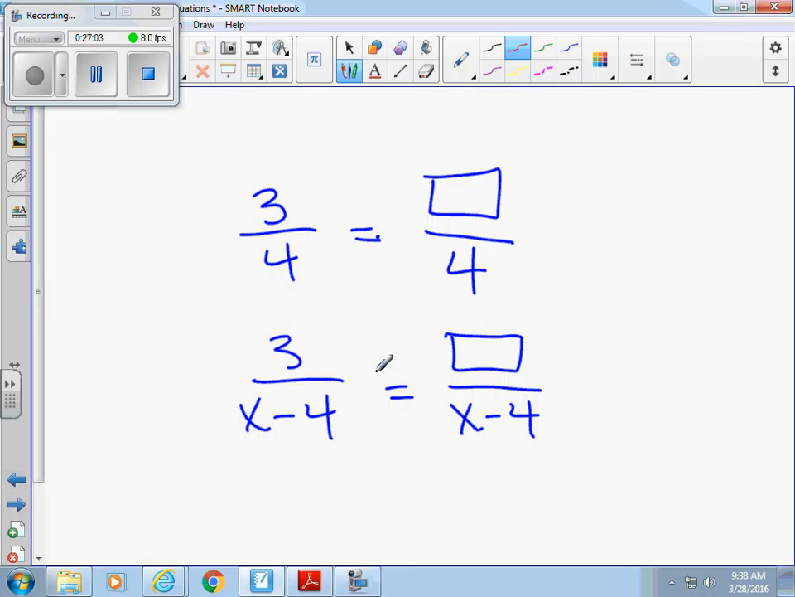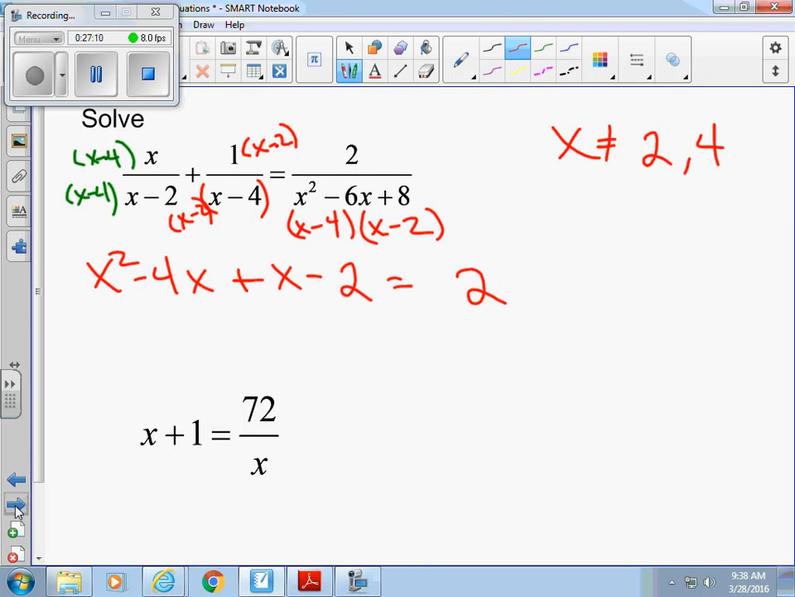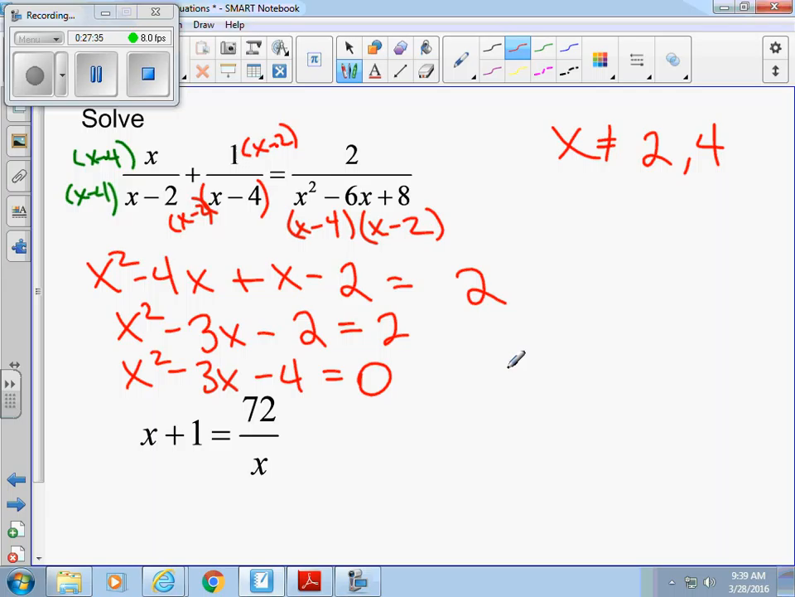If the bottoms are the same, what can I do with them? Ignore them. So I'm currently ignoring them. Ignoring them is why I have to check for extraneous solutions. If I weren't ignoring them, I wouldn't have that problem. How do you solve if there is an x squared involved? Get 0 on one side and factor. If it won't factor, use quad 3. Use the quadratic formula program.